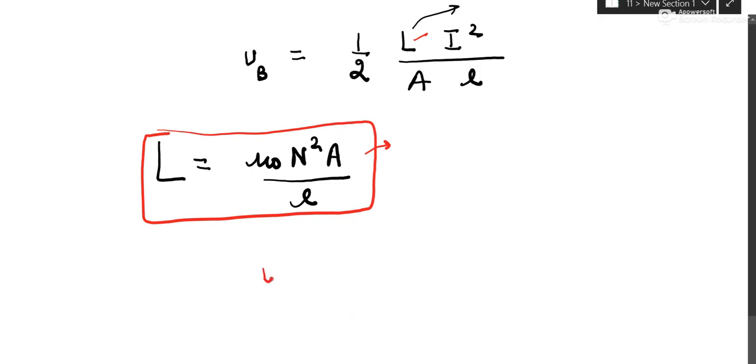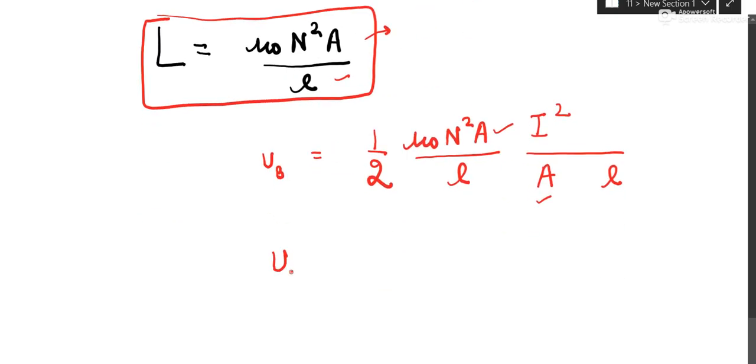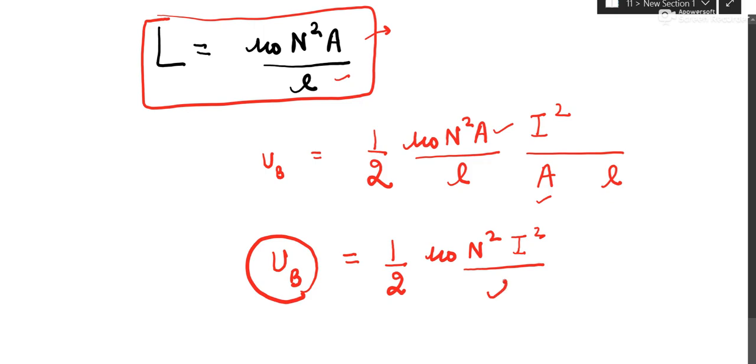So let us substitute in magnetic potential energy. Make it small u, half. Let us substitute this in place of L: mu naught N square A by L, this is I square. This is A and L. You can see L, A and A will be cancelled. So let us write down all the things. Magnetic potential energy density is equal to half mu naught N square I square by L square. Right? A was cancelled. L into L is L square.